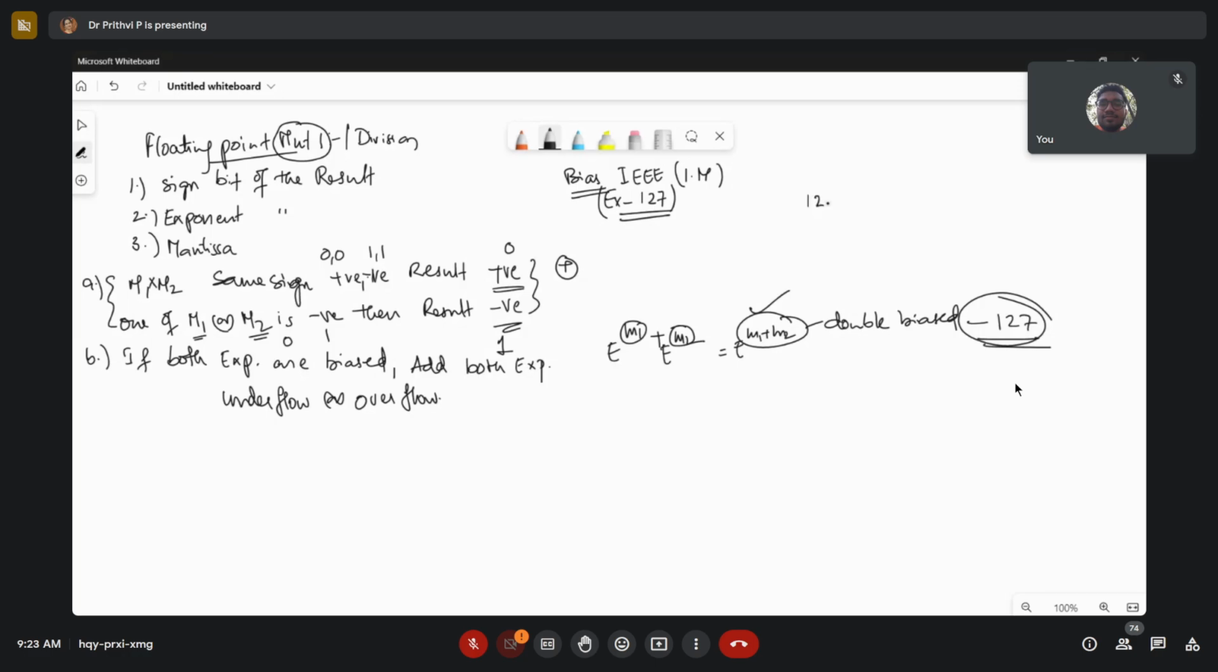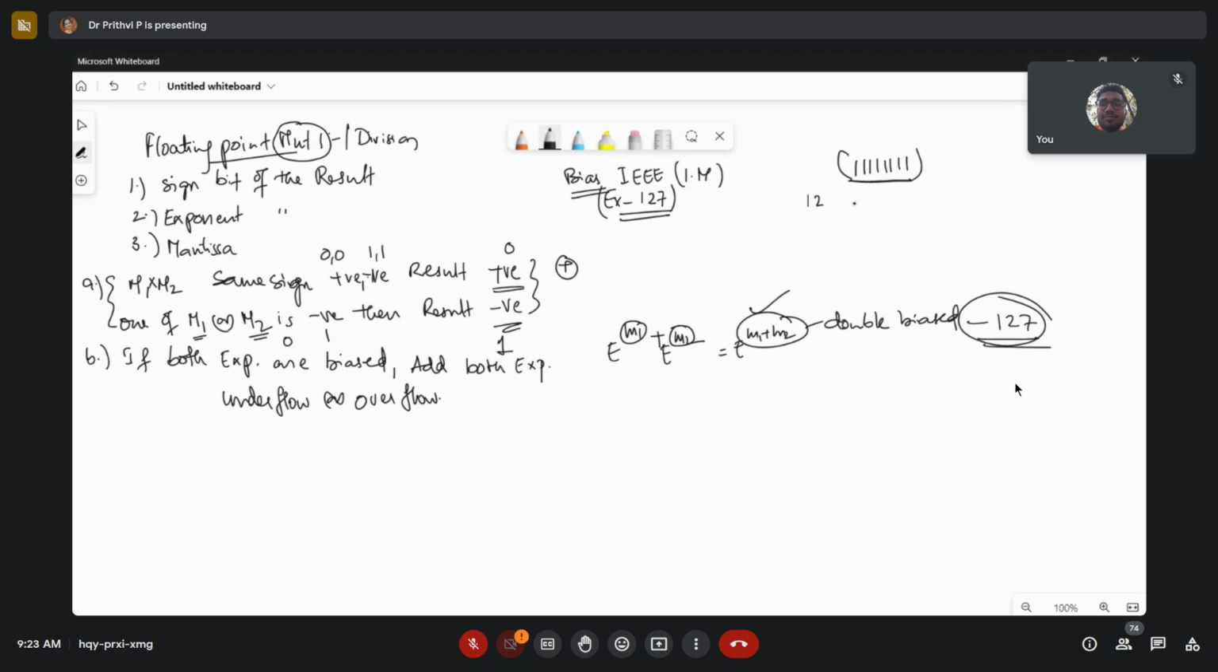You have 8 bits now, so this is the maximum value you can have. If this exceeds, then we say it is overflow. After doing the addition of the exponents and subtracting 127, if your value is still more than all ones, then we say that it is overflow.